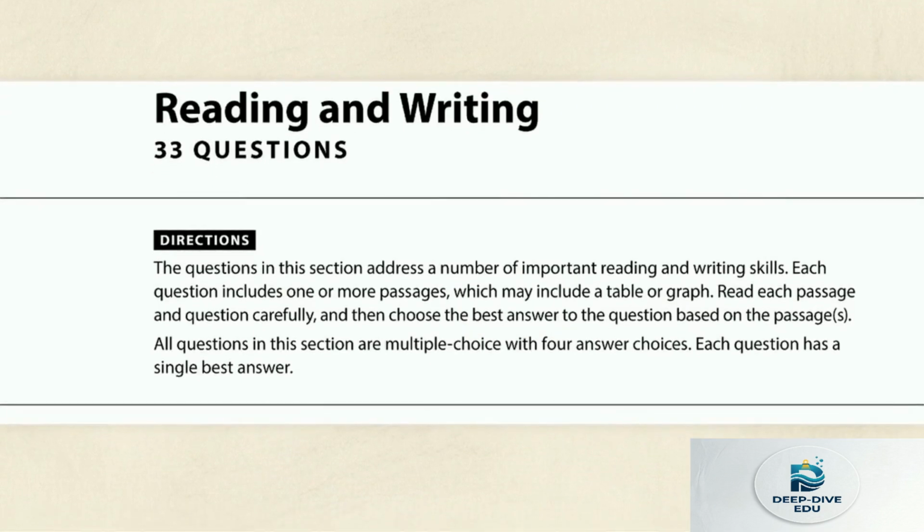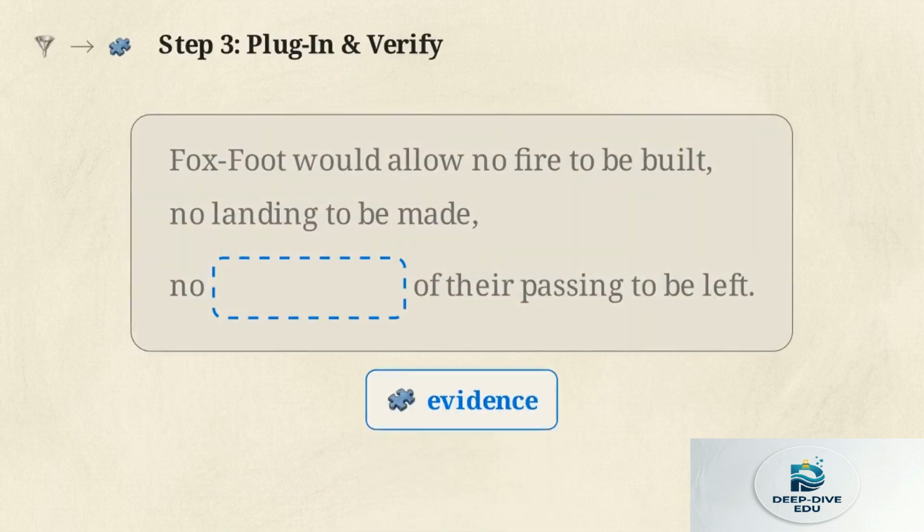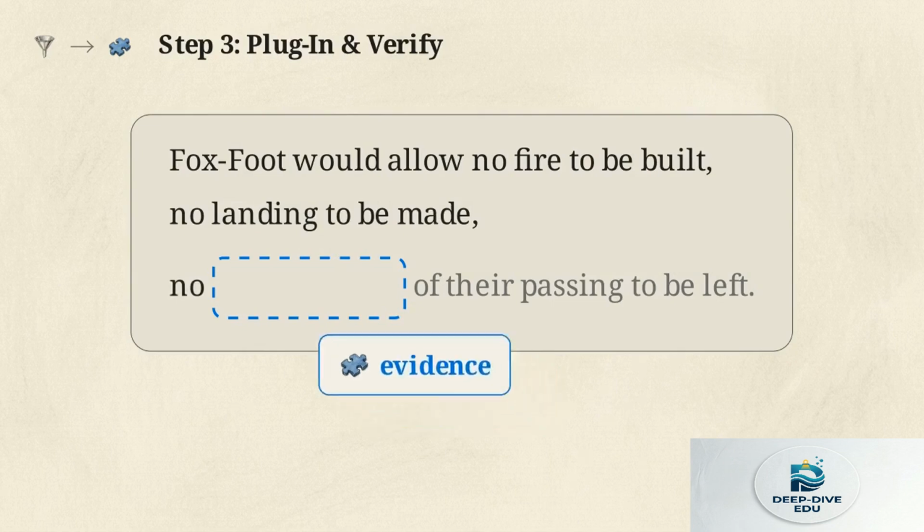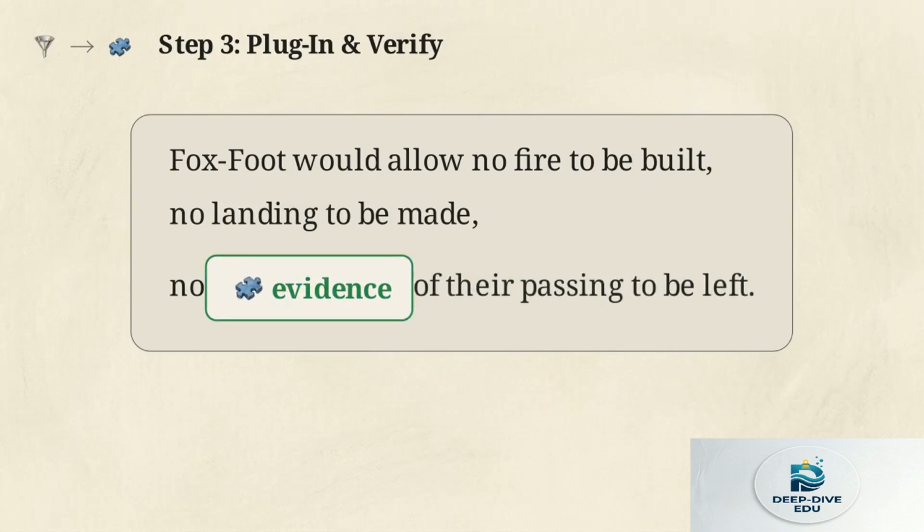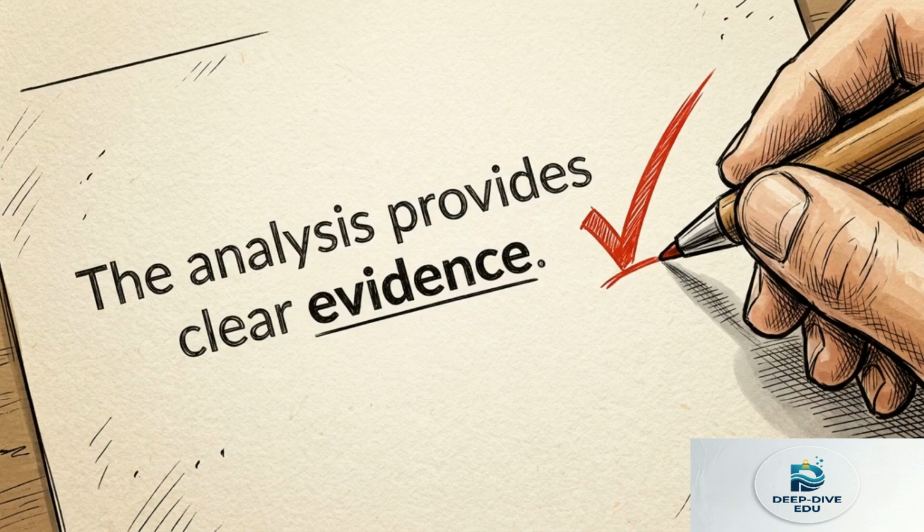Step 3. Reveal the choices and measure them against your prediction of proof. Blemish is a flaw, and amount is a quantity, so cross them out. Sketch is a drawing, so eliminate it. This leaves option A, evidence, which is a direct match. Finally, we plug the word back into the blank to verify. Foxfoot would allow no fire to be built, no landing to be made, no evidence of their passing to be left. It fits the logic of the narrative perfectly.